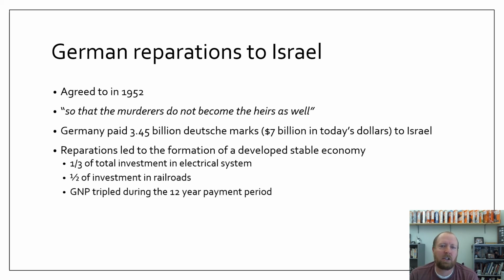These reparations led to the development of a stable economy in Israel. One third of the total investment in the electrical system was made possible by the reparation payments from Germany. One half of their investment in the railroad system was made possible by the reparations from Germany. Their gross national product, goods produced strictly in Israel, not any imports, tripled during that 12-year period. Those reparations from Germany to the Jews now living in Israel were able to fundamentally change their future. And now Israel is a very stable, thriving economy with a national GDP per capita at over $40,000.